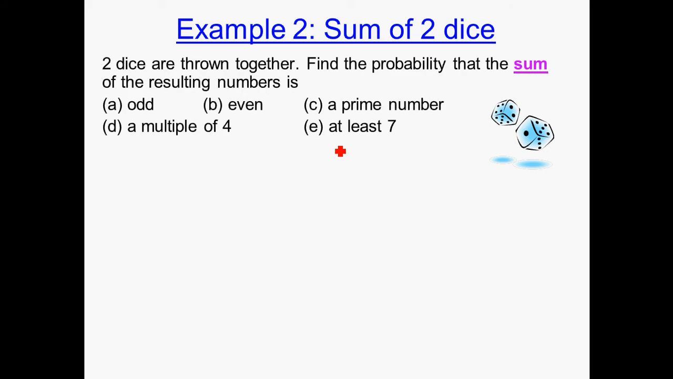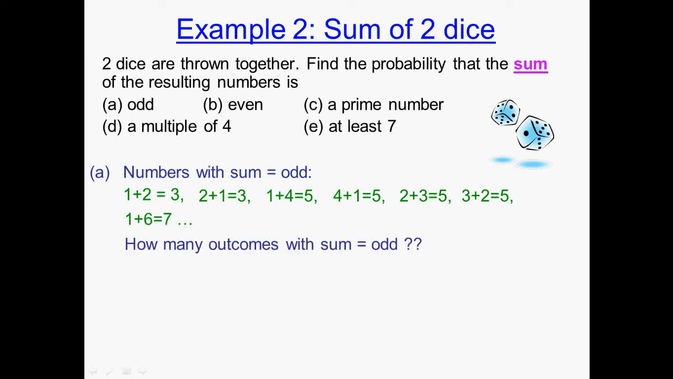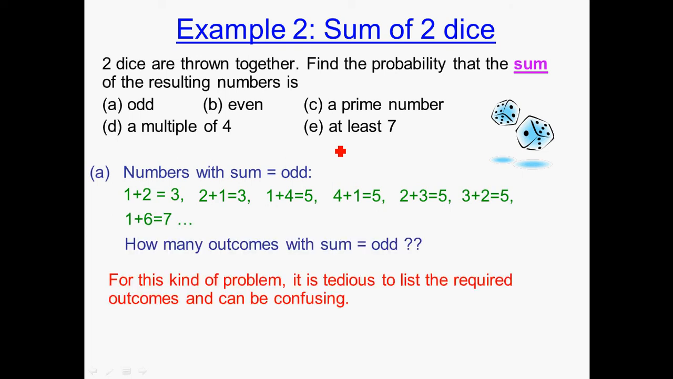Now, example, if you want to find out about the sum of the 2 dice, let's work out the numbers with the sum that is an odd number. You have 1 and 2, 2 and 1, 1 and 4, 4 and 1, 2 and 3, 3 and 2, and so on. So this is very tedious to list out all possible outcomes that are odd.